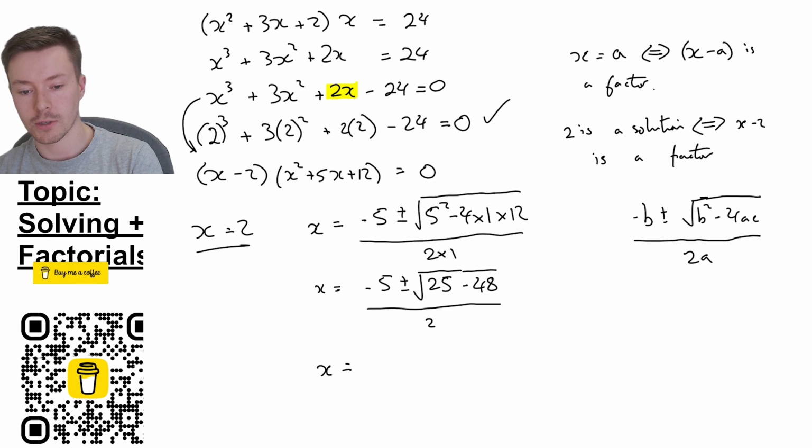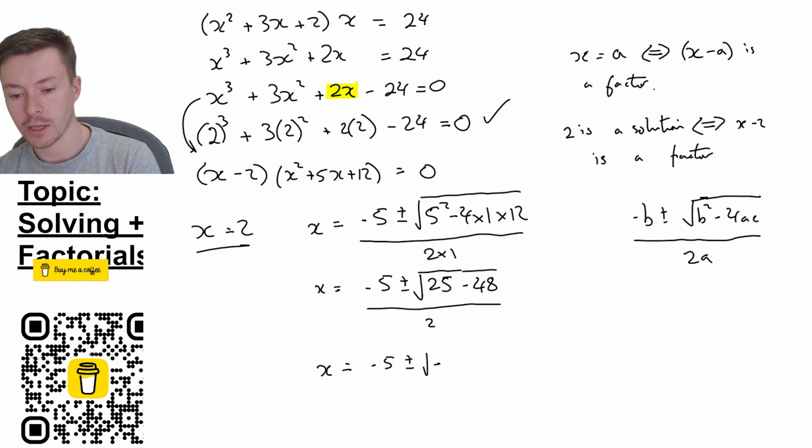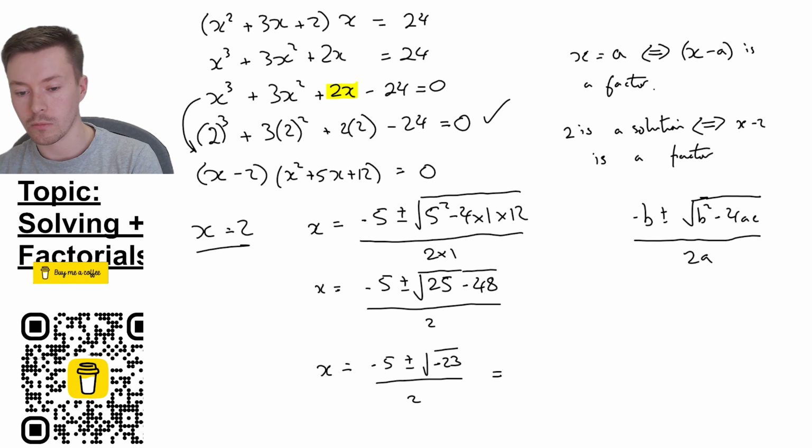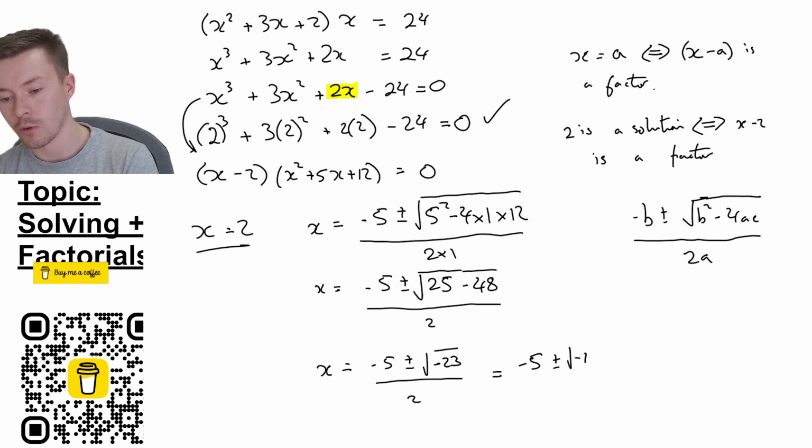So we'll keep going. x is equal to minus 5 plus or minus the square root of negative 23, over 2. Now, from this point, what we can do is split up this square root. Now, where do the imaginary numbers come in? Well, it's to do with square roots of negatives. The square root of negative 23 is the square root of negative 1 times by the square root of 23.